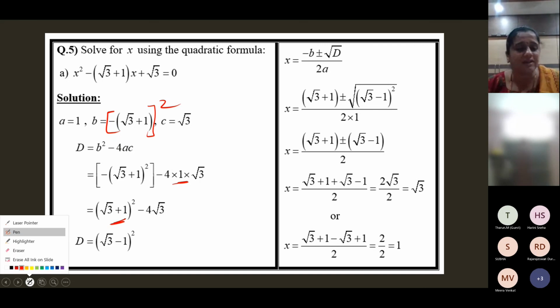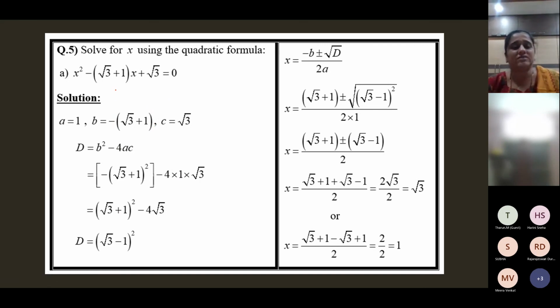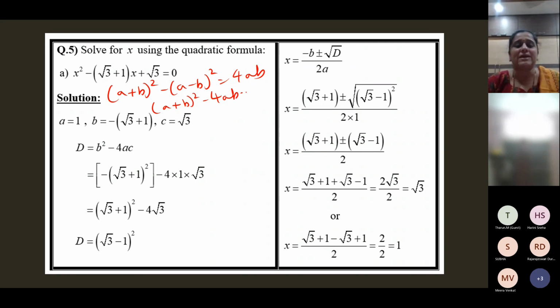Now, why have I written this directly? Recall the identity: (A plus B) the whole square minus (A minus B) the whole square is equal to 4AB. So from this, (A plus B) the whole square minus 4AB is (A minus B) the whole square. This is of the form (A plus B) the whole square minus 4AB. See here, 4AB is 4 into root 3 into 1. So it is (A minus B) the whole square.